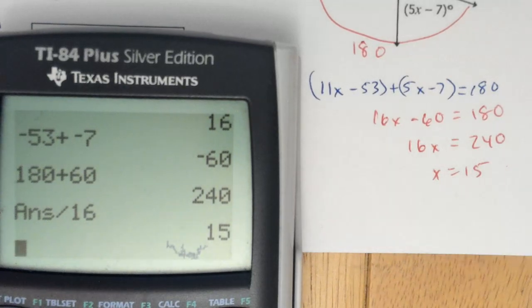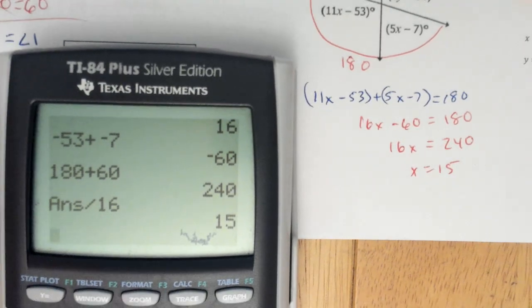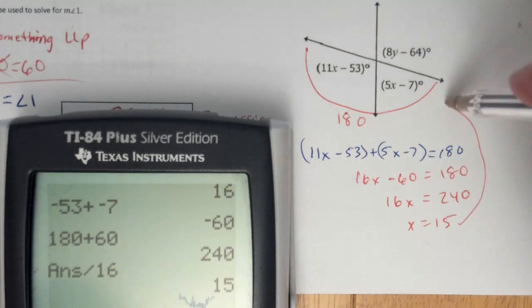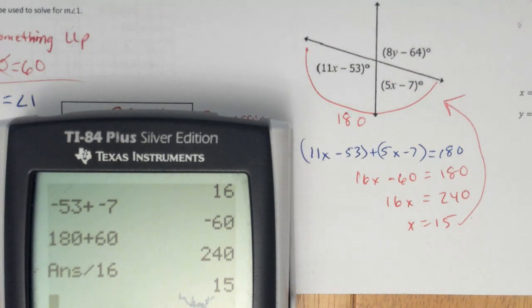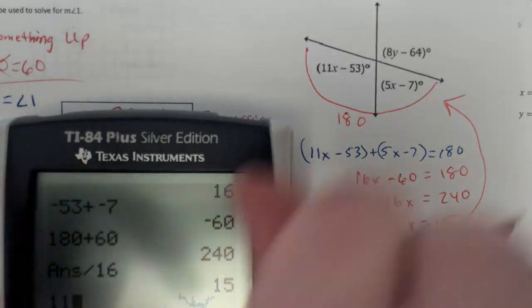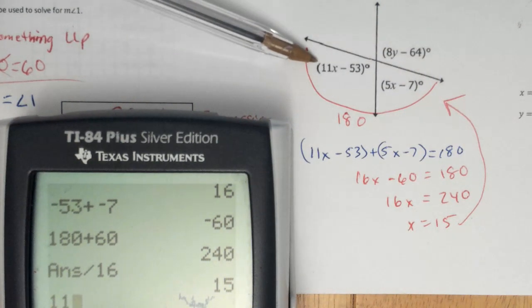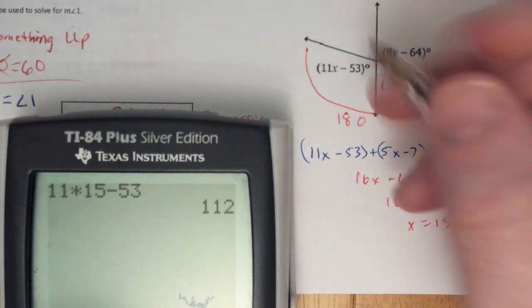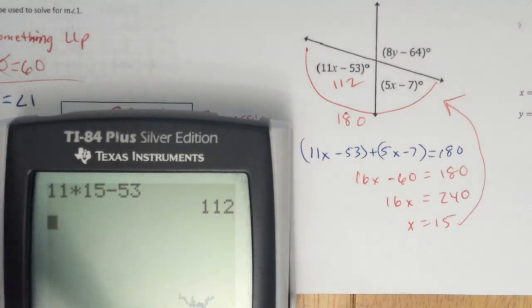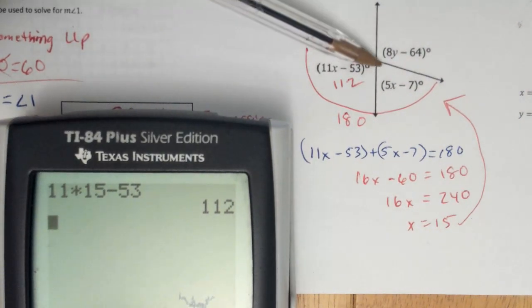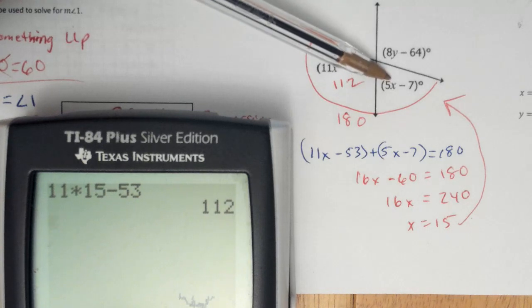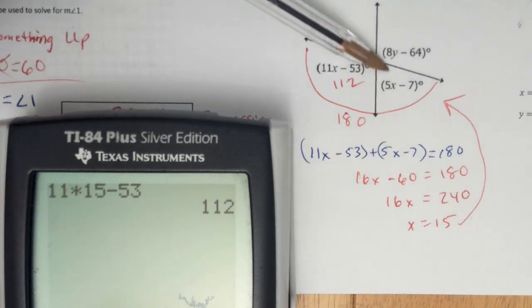Once you get x, what are you supposed to always do? We're supposed to plug it back into the original picture. So plug it back into the picture, and we would have 11. So I'm putting it into here. So 11 times that 15 minus 53, and we pop out with 112. Okay, and then over here. Now don't just go, oh, 180 minus 112 is this number. No, always plug it back in.